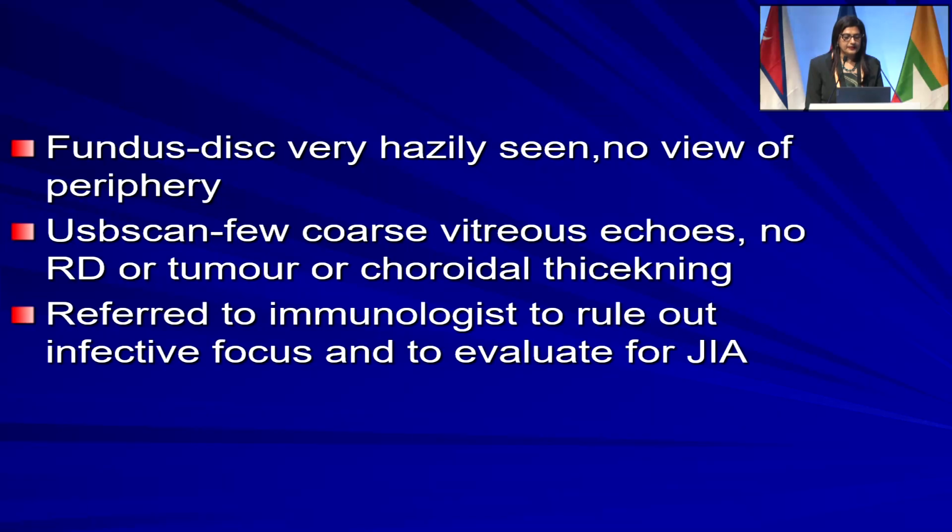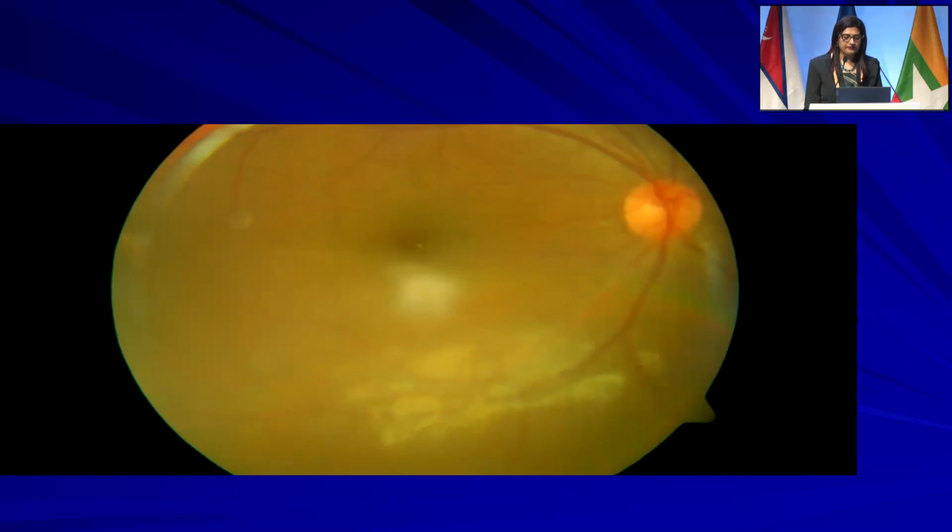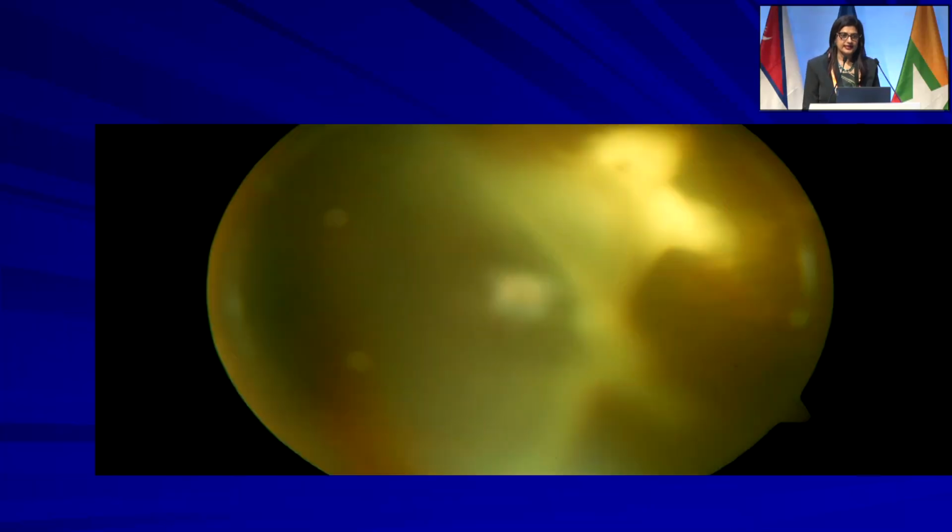The B scan showed a few coarse vitreous echoes, no RD or tumor or choroidal thickening, and was referred to the immunologist to rule out JIA, but there was no evidence seen. Basic infective workup was also negative, so we took up for cataract surgery after giving some basic immunosuppression. Underwent cataract surgery with IOL implantation, but found to have a large granuloma-like lesion in the periphery.